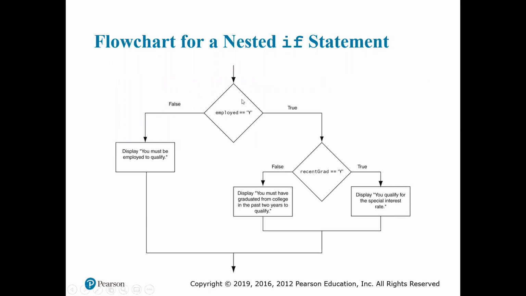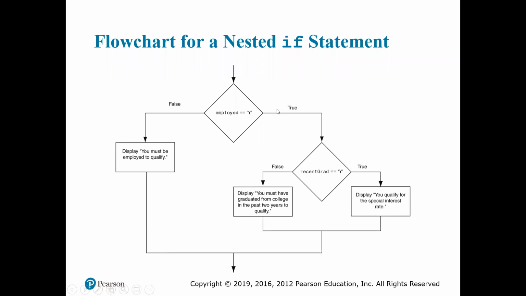So if you're employed, and the Y stands for yes, that's true. And then this one too: if you're a recent graduate, if that's yes as well, then you qualify for a special interest rate. But if you're not a recent graduate, then it'll say you must have graduated from a college in the past 2 years to qualify. Or if you're not employed, it'll say you must be employed to qualify. So you have to get both of these to be true in order to qualify for the special interest rate.